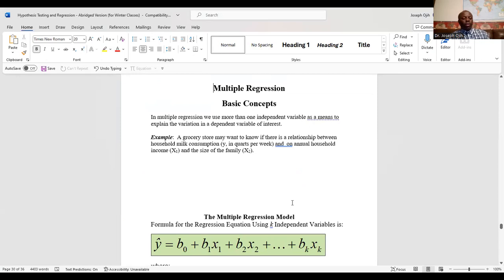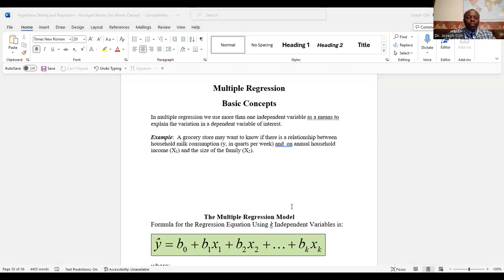Now, we round up with the multiple regression. We already did the simple regression last week. Now let's look at multiple regression. What we do in multiple regression is to use more than one independent variable as a means to explain the variation in the dependent variable of interest. That's basically what we do there.